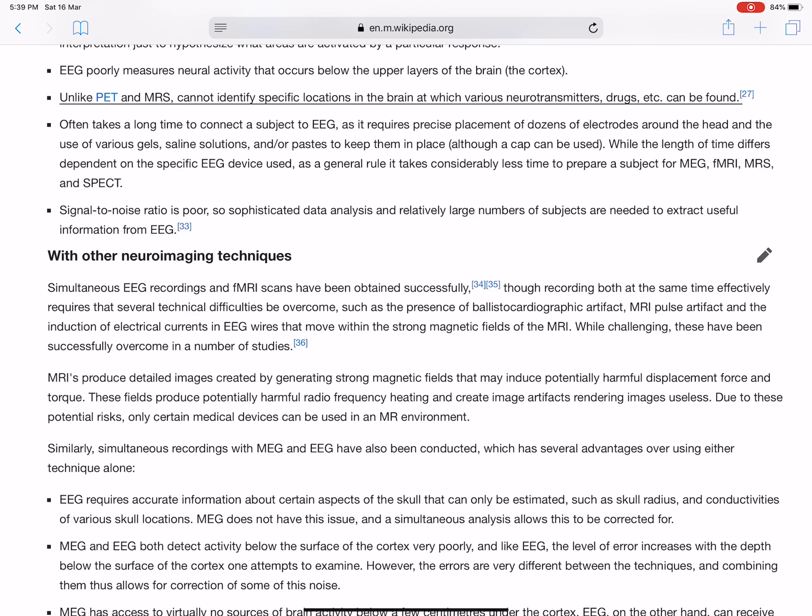It often takes a long time to connect a subject to EEG, as it requires precise placement of dozens of electrodes around the head and the use of various gels, saline solutions, and/or pastes to keep them in place, although a cap can be used. While the length of time differs dependent on the specific EEG device used, as a general rule it takes considerably less time to prepare a subject for MEG, fMRI, MRS, and SPECT.